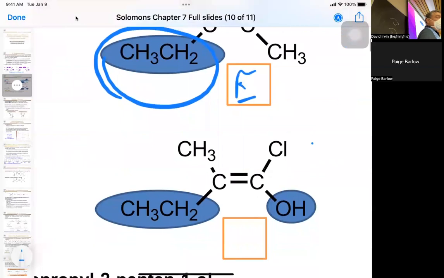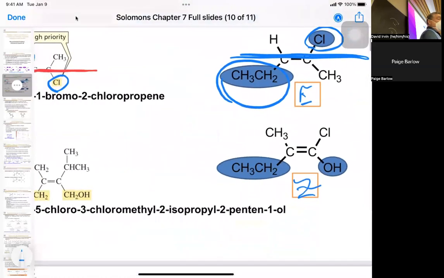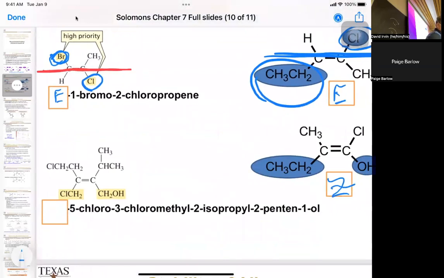So we can do the same thing, and all you have to do is keep assigning them as the priority that exact same way. And we'll see that this is Z. And that, let's see, this is a chlorine, this is an oxygen, these are carbons. So yeah, it is also a Z. So go ahead and run that activity just to make sure you got it straight in your head.